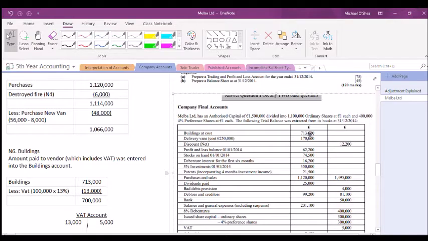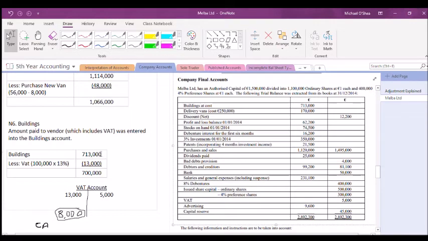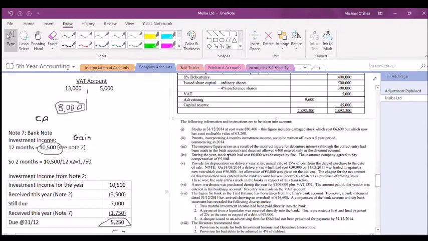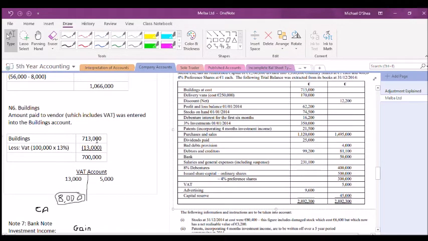We need to take out the 13% VAT. Just the VAT. We don't need to take out the 100,000. Obviously, that was buildings that we've added to, but we need to take out the VAT. So our buildings are 713,000, and we need to take out the VAT because the amount paid to the vendor was included in the buildings account, and it shouldn't have been. It should have only been that 100,000 that we see here. So the account itself, 713,000 minus 13,000, which was VAT, and we arrive at our buildings figure for our balance sheet of 700,000.